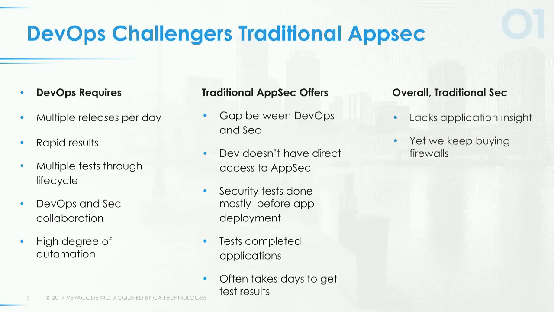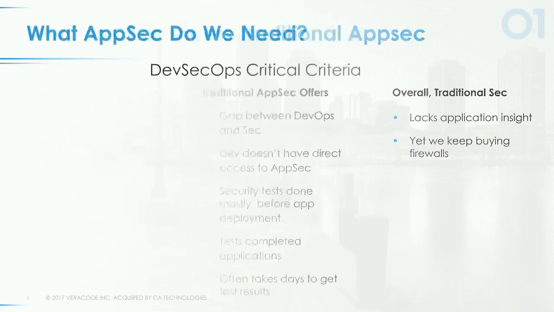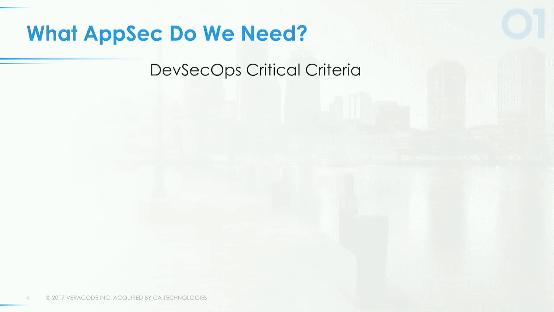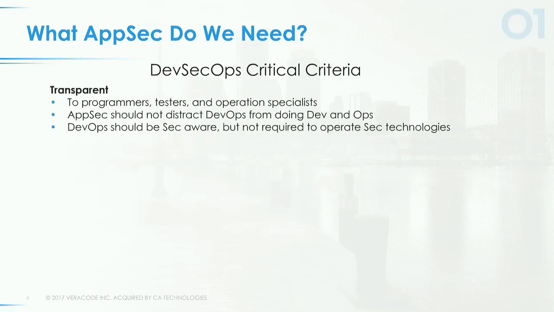How can they protect something that they don't see and understand? These are challenges that application security and traditional overall security is facing when it comes to securing the DevOps cycle and securing applications. So now once we understand these challenges, let us take a look at the security that we need to address DevSecOps critical criteria. The first one is transparency.